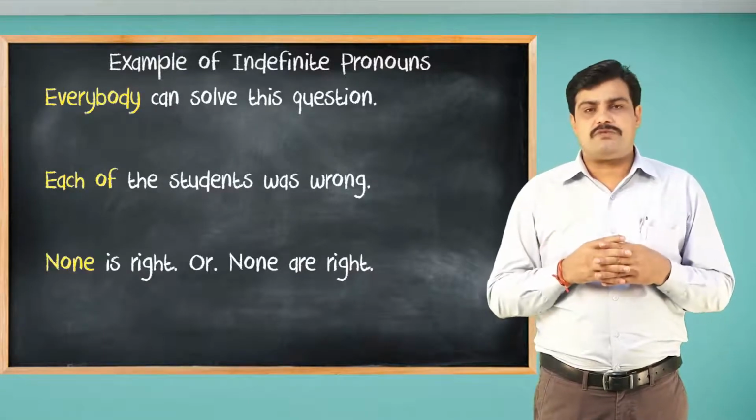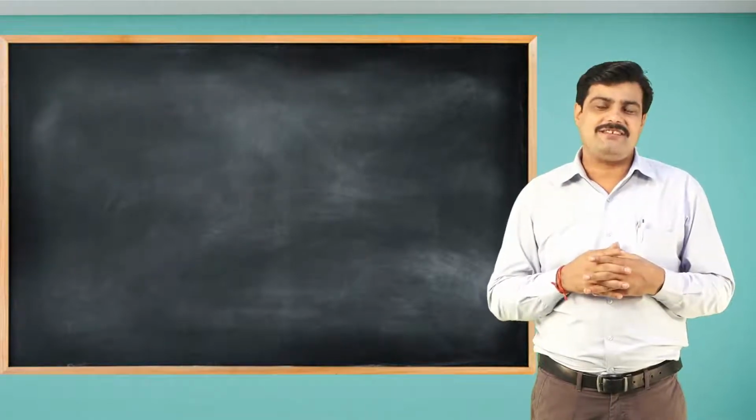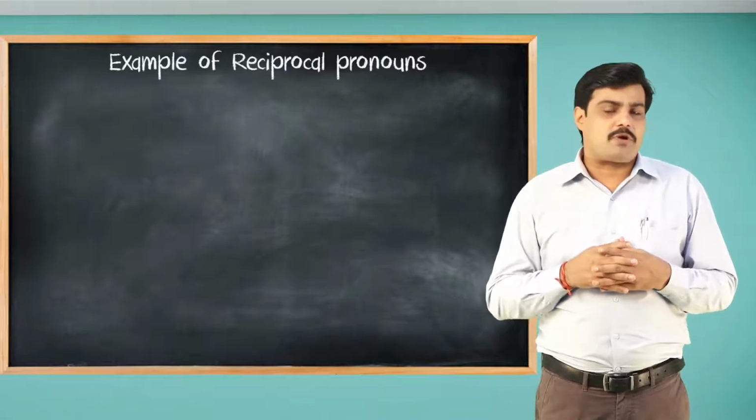Each of the student was wrong. None is right or none are right. Both these sentences are right. The eighth one is reciprocal pronoun.